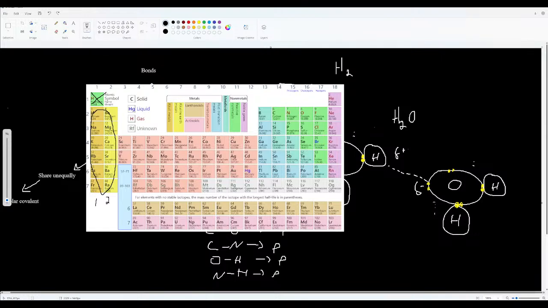For example, fluorine can form a covalent bond with itself, and chlorine, and bromine, and iodine. All of these can form bonds with themselves, which are all what are known as halogens. I love halogens.